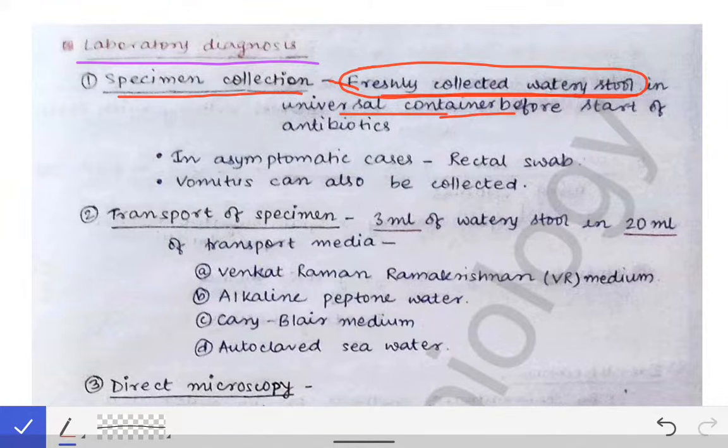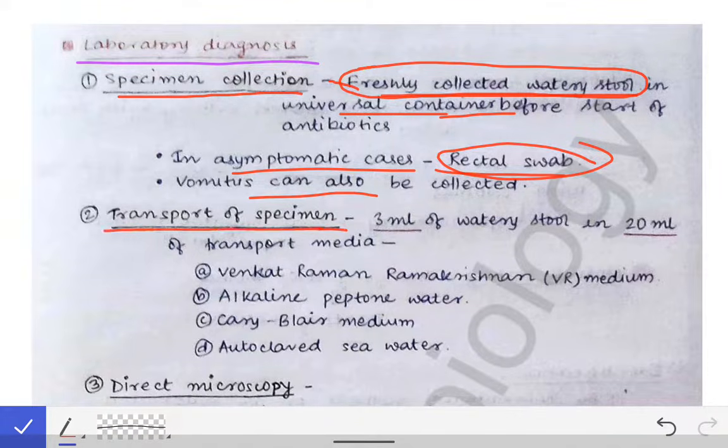Other than that, we can use the rectal swab in case of asymptomatic cases. We remember that in 75% cases there is no symptoms. That means asymptomatic cases occur in about 75% of persons who have got infection with the Vibrio cholerae. So in such cases we have to collect the rectal swab. Other than that, we can also collect the vomitus. Okay, now after collection of the specimen, we have to transport the specimen to the laboratory.